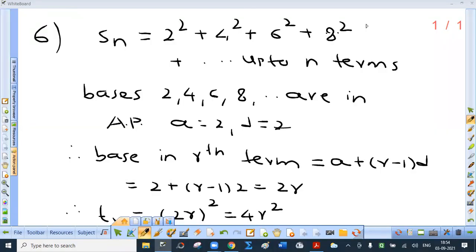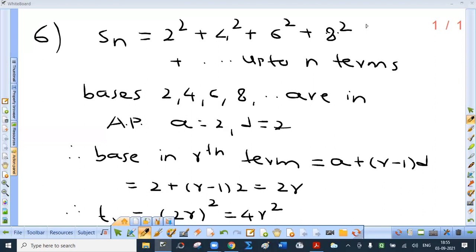Sum number 6, find the sum 2 square plus 4 square plus 6 square up to n terms. Now note that if you simplify this, then 4 plus 16 plus 36 plus 64, the terms are neither in AP nor in GP. But if you observe the bases, what are the bases? 2, 4, 6, 8. These are in arithmetic progression with first term 2, common difference also 2. So base in rth term is what? A plus r minus 1 into d. That is 2r.